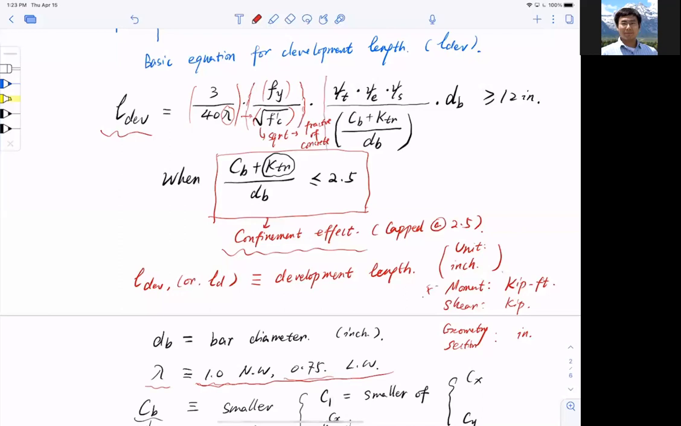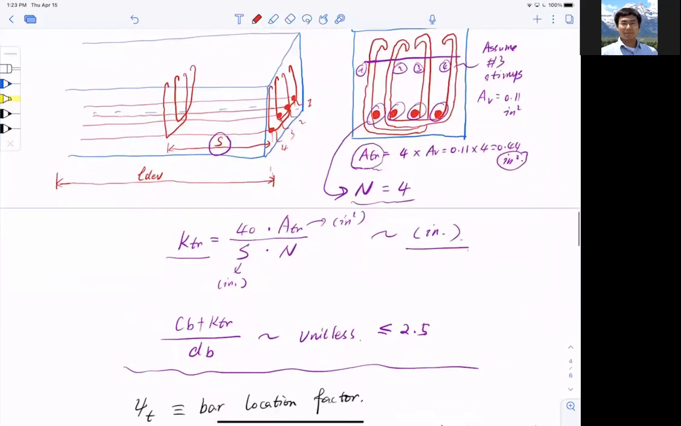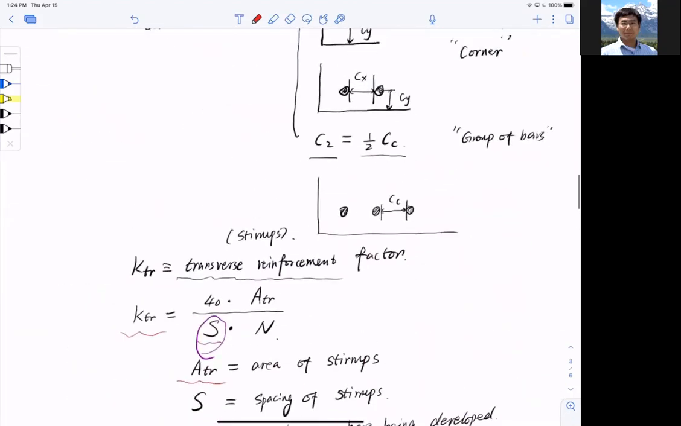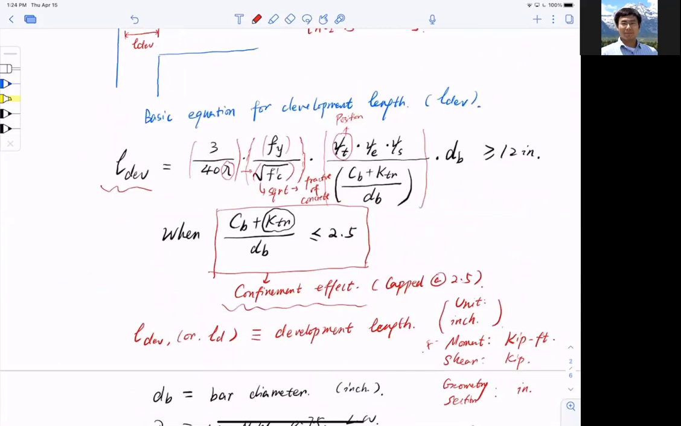And the third term here is a complicated term, right? On the top, psi t is a position related term. That means if I have more than 12 inches of concrete underneath the bar, it takes a longer length to develop. So you take a look at the psi t here: if there is more than 12 inches of concrete underneath it, it is 1.3. That means it takes a longer length to develop the stress, okay? Now if there is less than 12 inches of concrete underneath it, then you don't have to worry about it, okay?